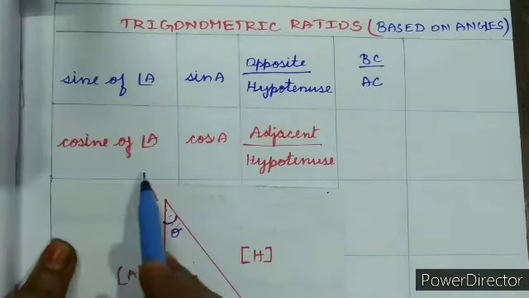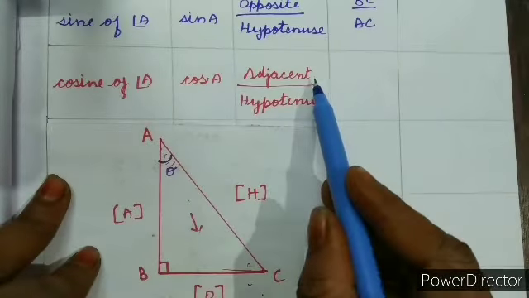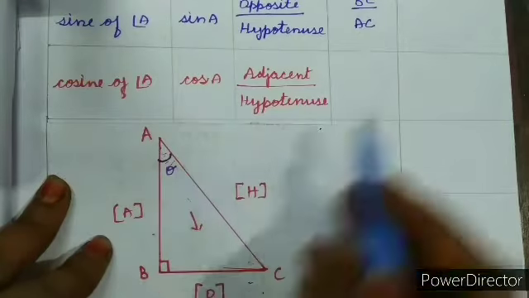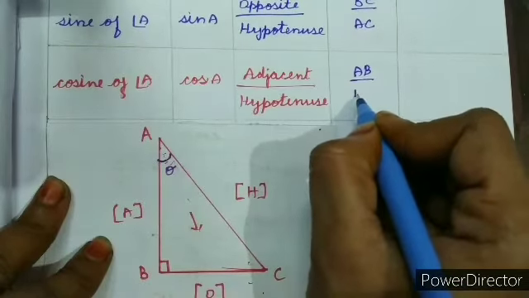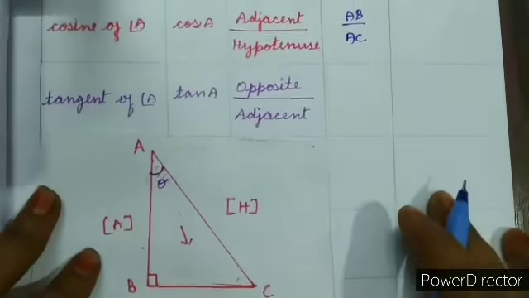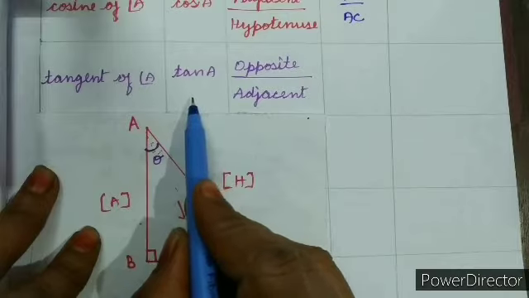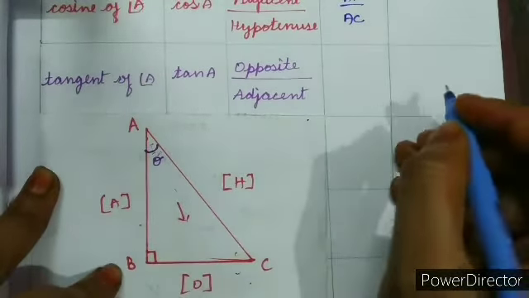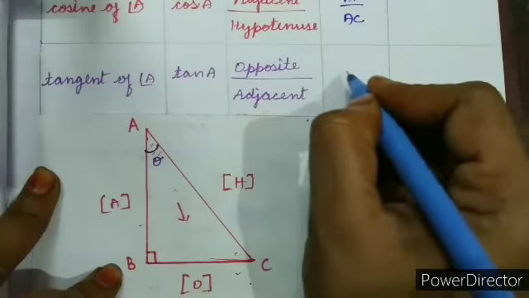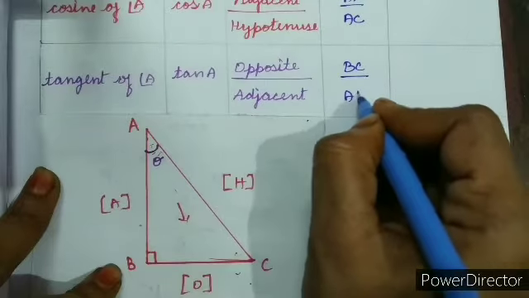Next comes cosine of angle A, which in short we write as cos A. Cos A is adjacent by hypotenuse. So the adjacent side is AB, and the hypotenuse is AC. Then comes tangent of angle A, we write it as tan A. Tan A is opposite by adjacent. So here the opposite side is BC, it is BC by AB.